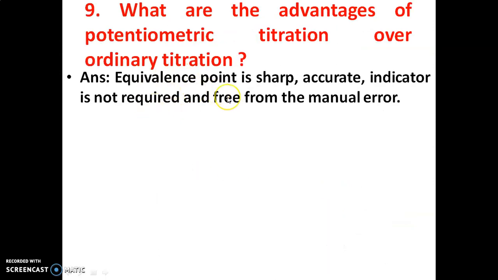9th question. What are the advantages of potentiometric titration over the normal titration, ordinary titration or volumetric titration? The equivalence point is very sharp and accurate, an indicator is not required, and it is free from manual error. These are the advantages of potentiometric titration compared to normal titration.